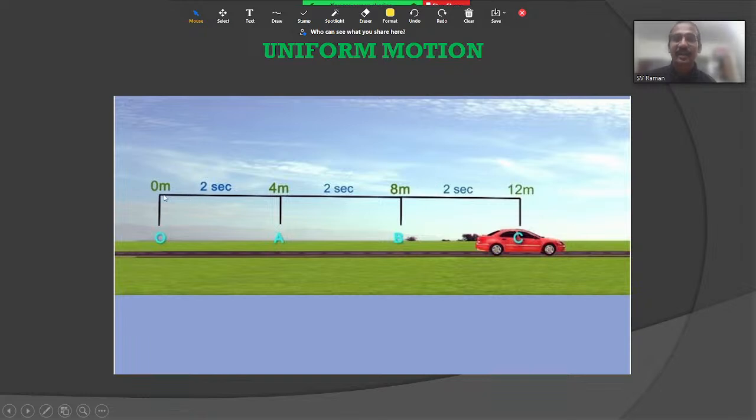A car travelled O to A 2 seconds, A to B 2 seconds, B to C again 2 seconds. So equal distances in equal intervals of time.